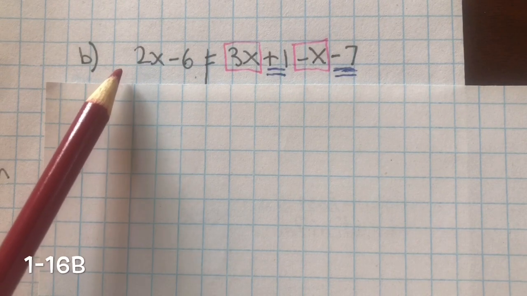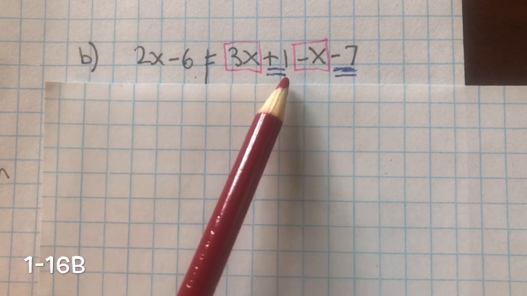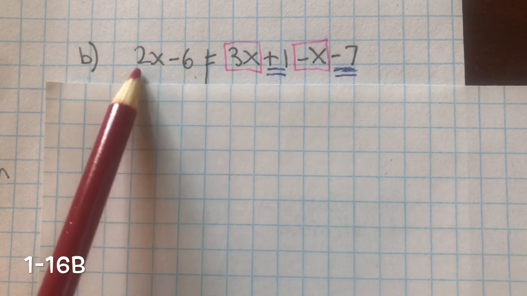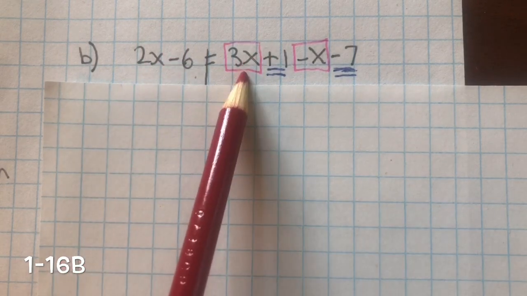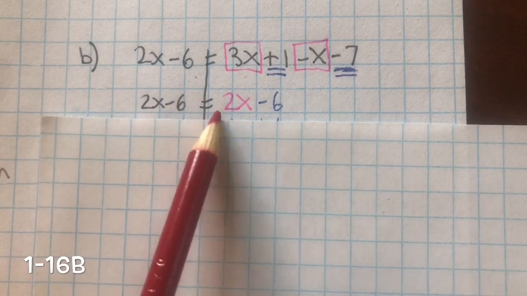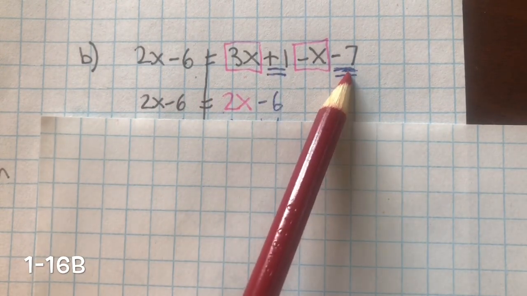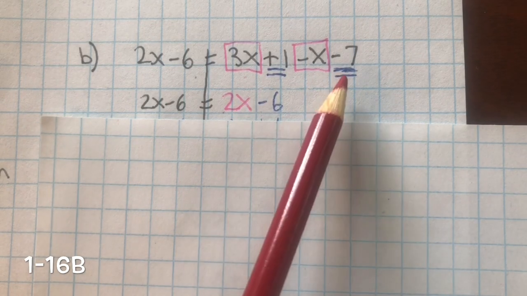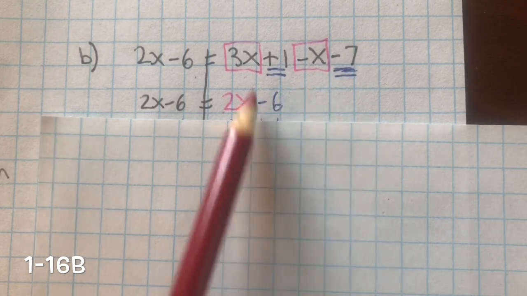Problem B, we need to simplify the equation. So we're first going to combine like terms. On the left side of the equation, there are no like terms. Here we have 3x minus x, which equals 2x. 1 minus 7, more negatives than positives, so we know it's going to be a negative value. Signs are opposite, so I'm going to subtract. 7 minus 1 is 6, so it's negative 6.